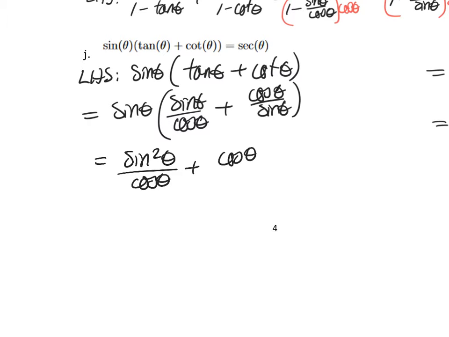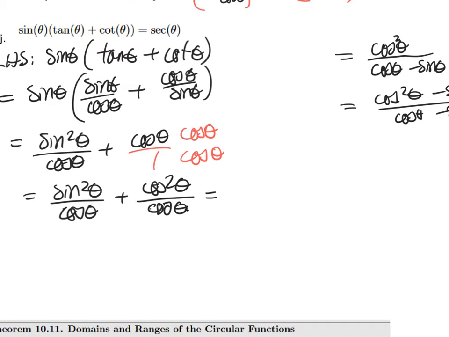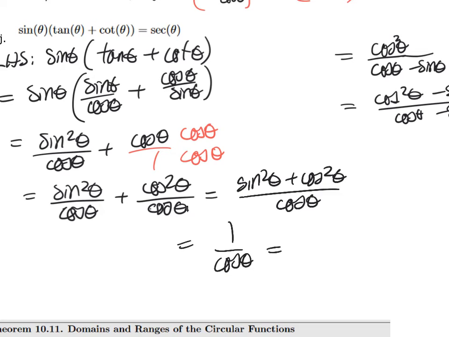And that's it. I need to have the same common denominator because this is currently over 1, so I'm going to multiply this by cosine theta over cosine theta. I have the sine squared of theta over the cosine of theta, plus the cosine squared of theta over the cosine of theta. My denominators are the same, so I'm going to put them over themselves. So I have the sine squared of theta plus the cosine squared of theta all over the cosine of theta. Numerator is equal to 1. Denominator is cosine theta, so this is equal to the secant of theta, which is my right-hand side.